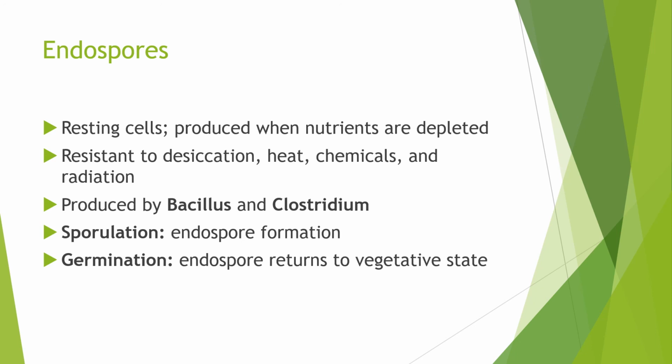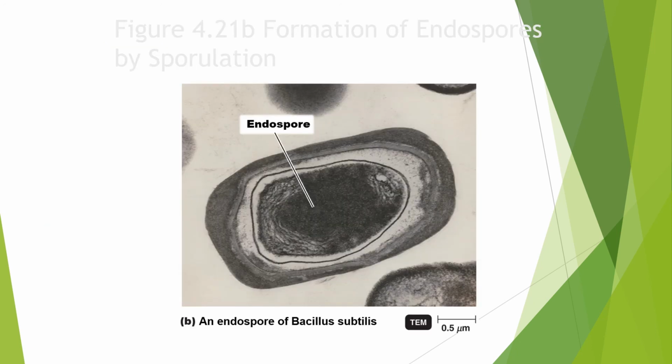They've actually found endospores that were 40 million years old, and when they took that endospore back to the lab and gave it the nutrition it needs, it was able to germinate back. So let's talk about the process of forming those endospores, which is known as sporulation. But first, let me show you an image.